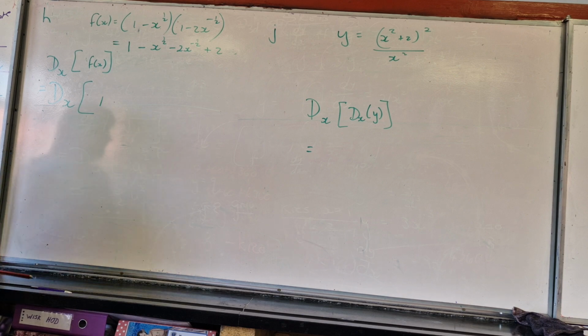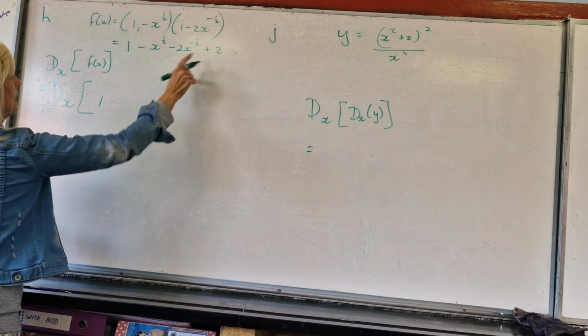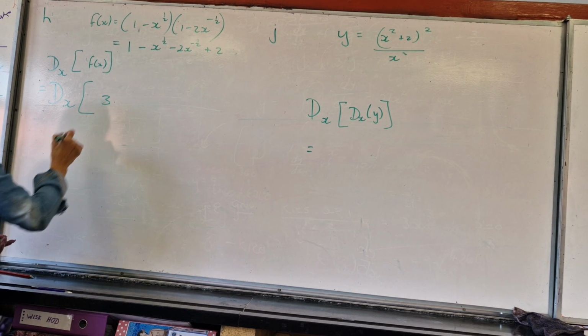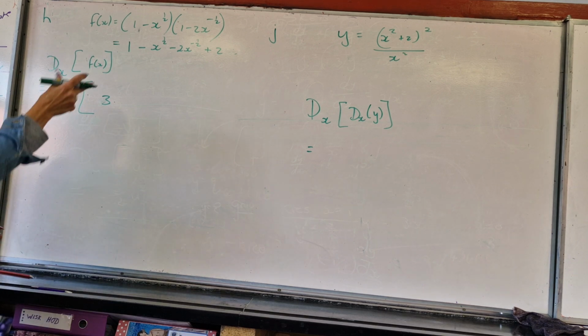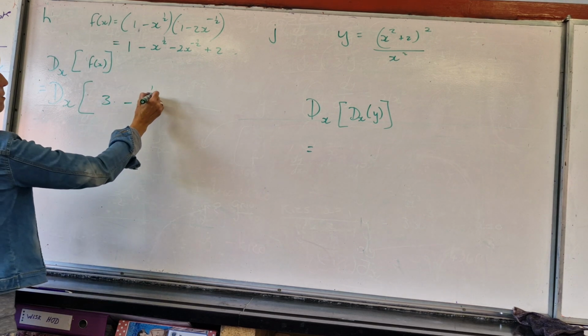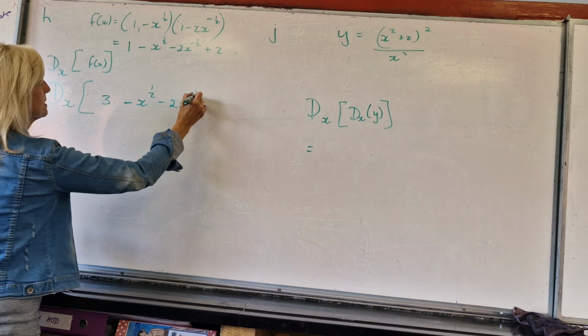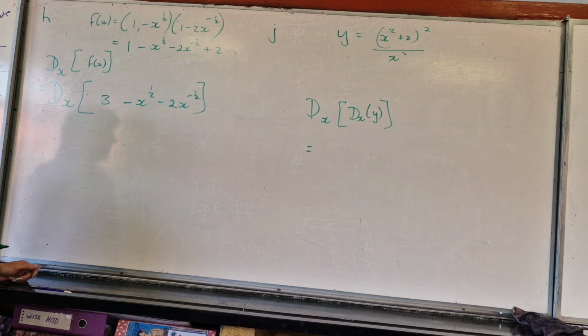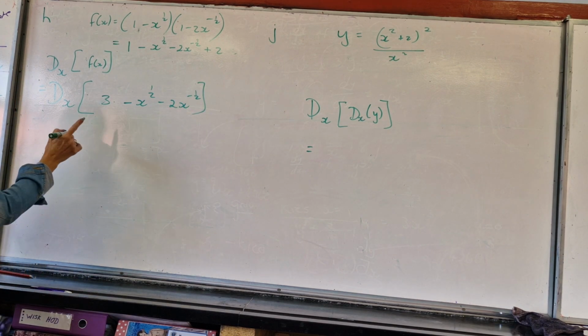Oopsie, I can add that. Can I write the 3 here now? Will they be happy with me on that? Writing it there, negative x to the half. That's why you said yes, there is a common factor. It's like terms. Now we can derive.